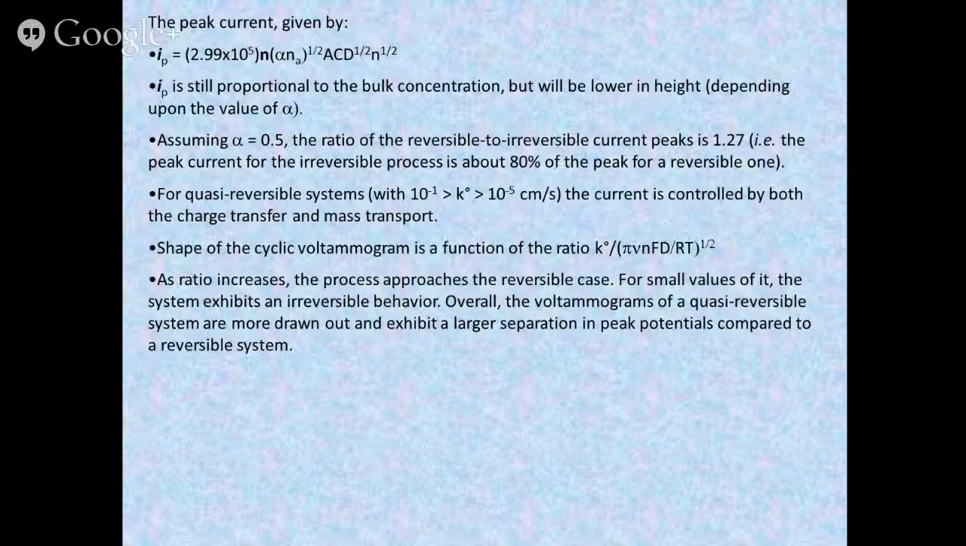Assuming alpha is equal to 0.5, the ratio of the reversible to irreversible current peaks is 1.27. If the ratio of the anodic peak height to the cathodic peak height is not equal to 1, it automatically implies an irreversible or quasi-irreversible process. You can even get the kinetic constants. The shape of the cyclic voltammogram is a function of the ratio of these parameters. As the ratio increases, the process approaches the reversible process.